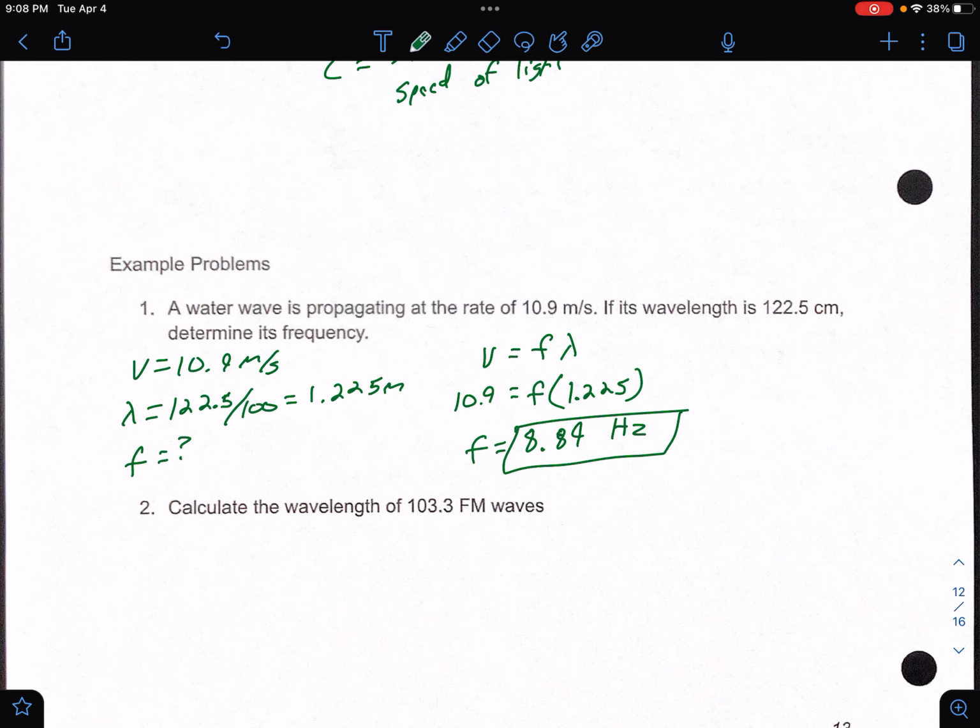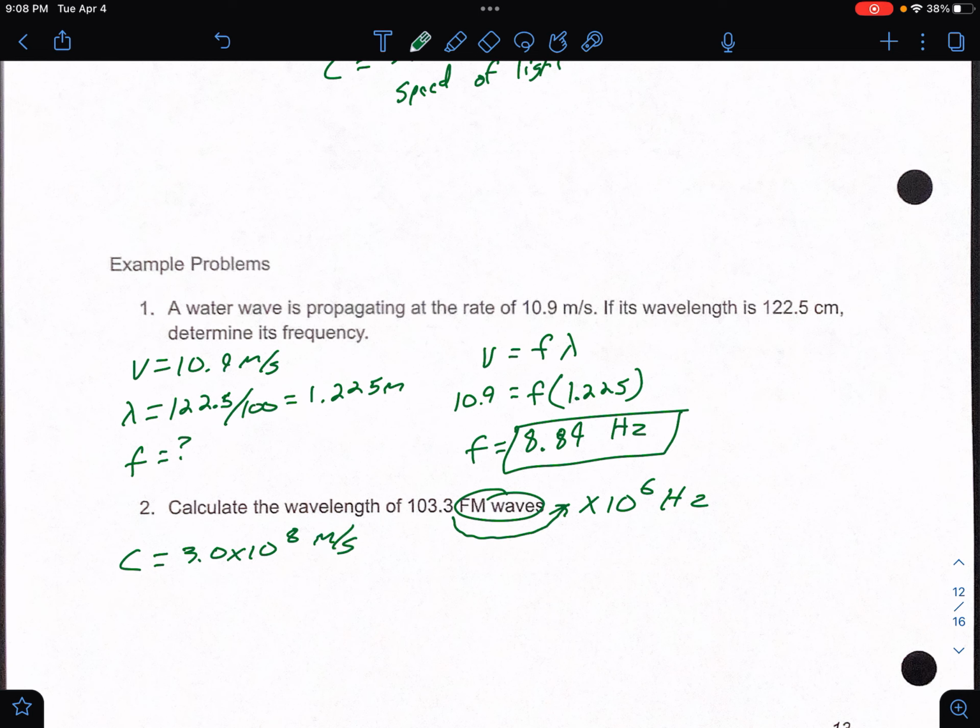Number 2, calculate the wavelength of 103.3 FM waves. So one thing we'll talk about in this unit is radio waves are always in megahertz. So if you ever want to fix that, all you got to do is just add times 10 to the 6th to make it hertz, because remember, mega is 10 to the 6th power. But the key thing here is we're talking about radio waves. Radio is one of your EMR waves, so that means we're traveling at the speed of light.